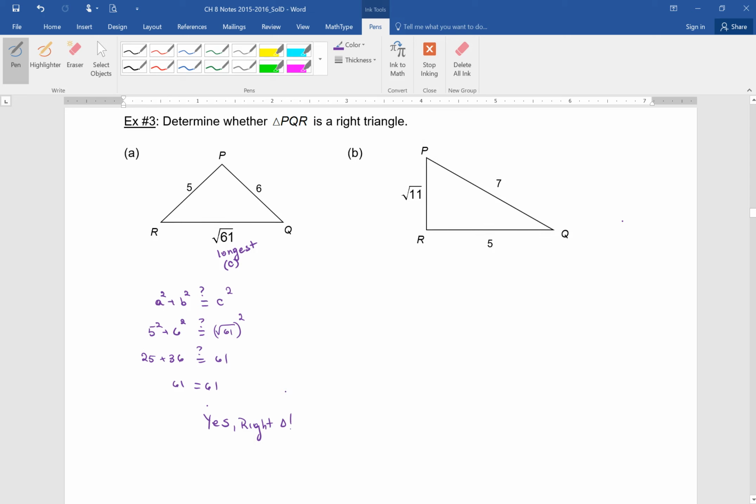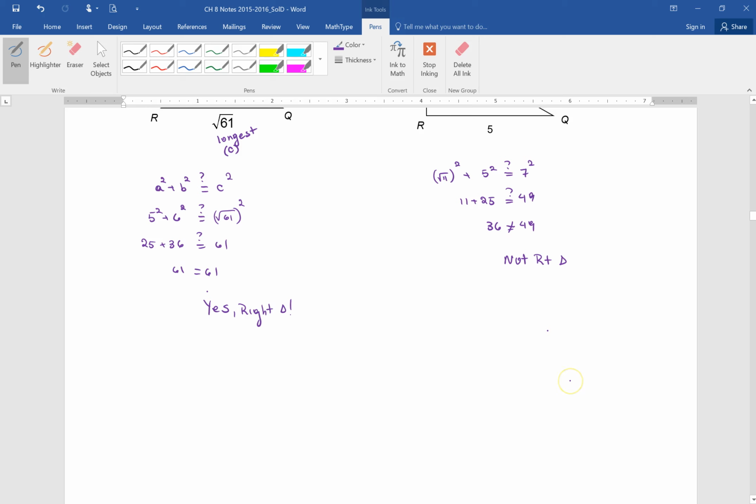All right. So go ahead and do the next one, and those at home can do the next one. I'm going to pause for a second. So here we get 36. This does not equal 49. This is how we write it: an equal sign with a slash through it. So it's not a right triangle.